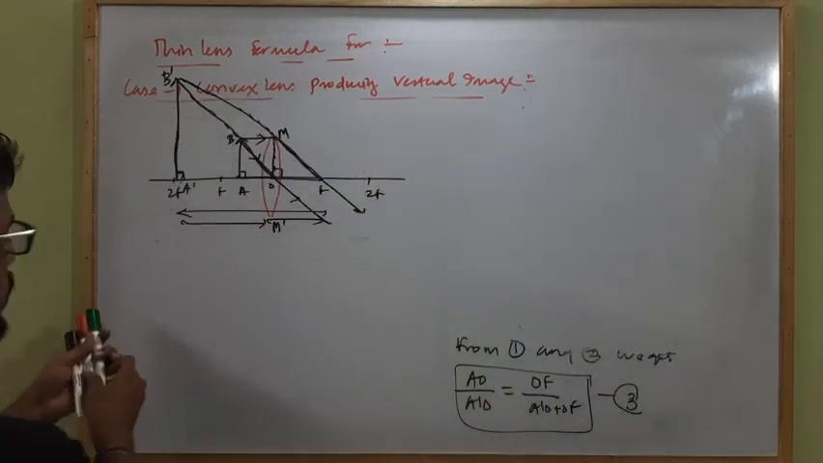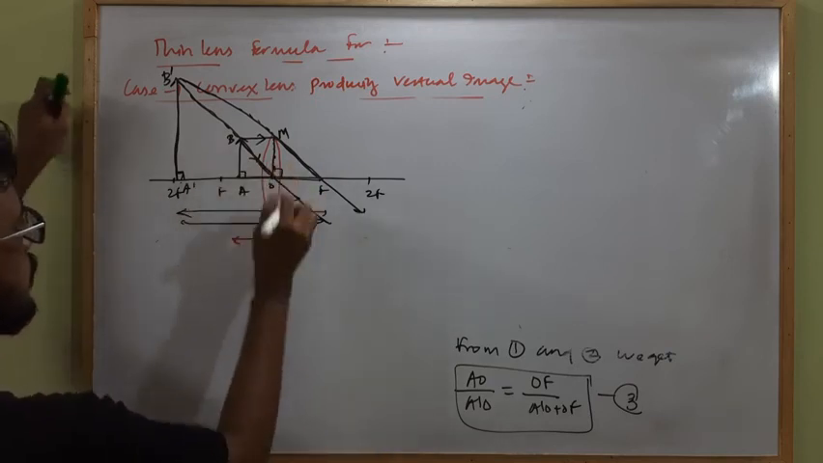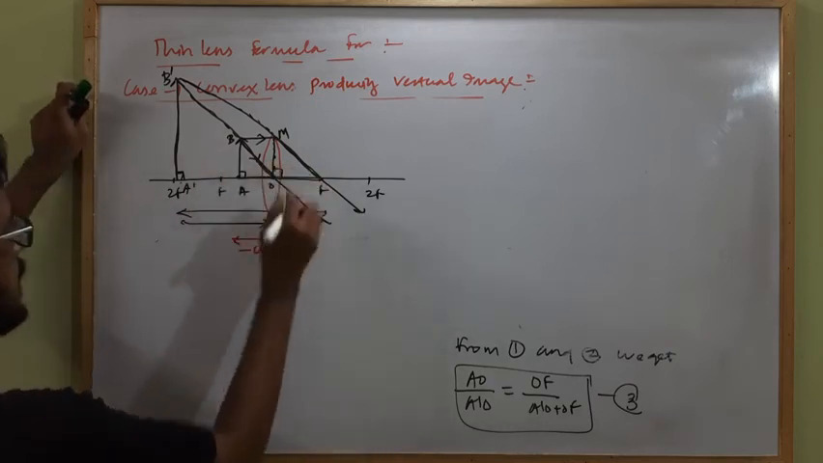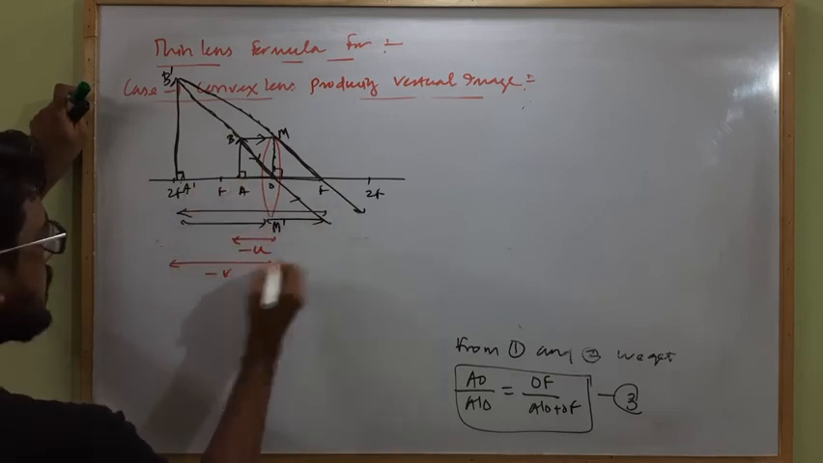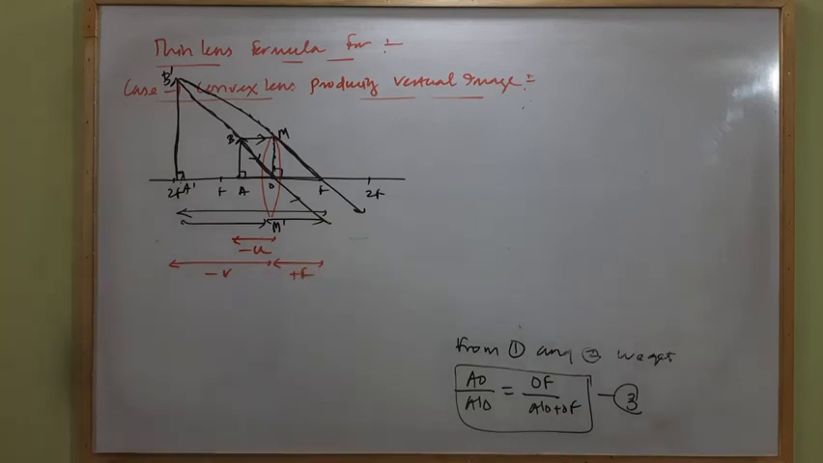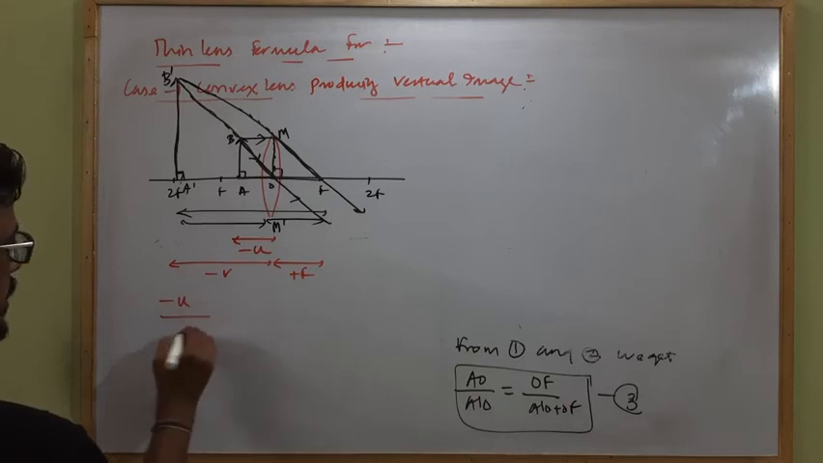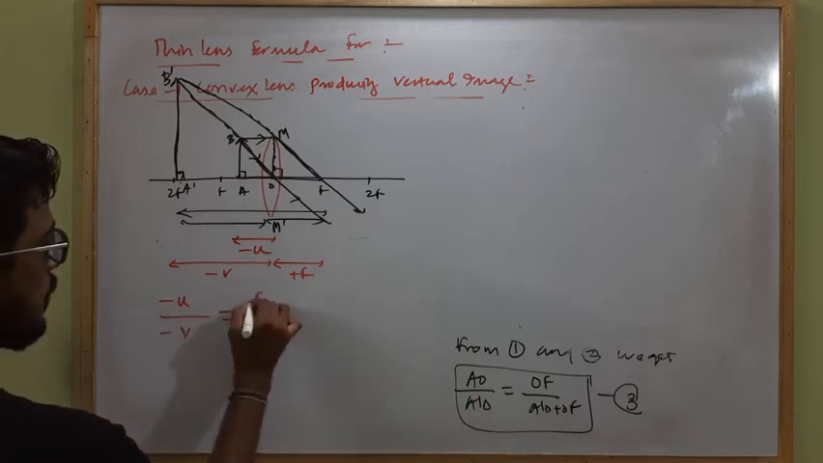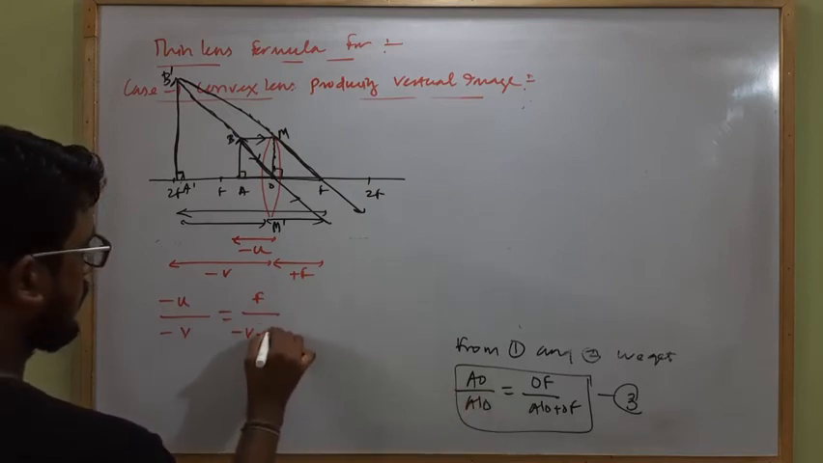So what is AO? AO is the object distance, which is measured opposite to the incident ray, so minus U. A dash O is the image distance, minus V, and OF is plus F. Clear? So now applying this, AO minus U divided by A dash O minus V is equal to OF plus F divided by A dash O minus V plus F.